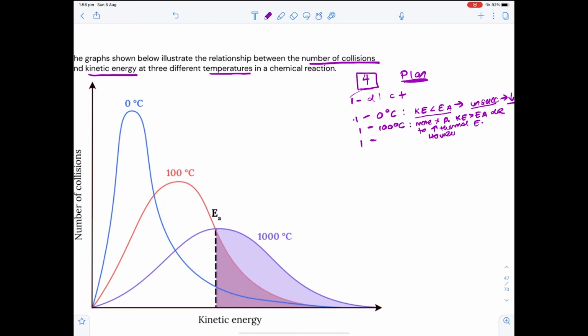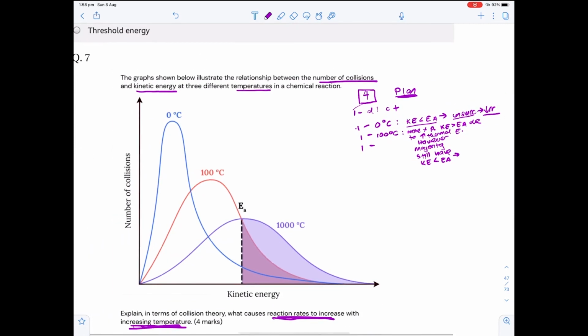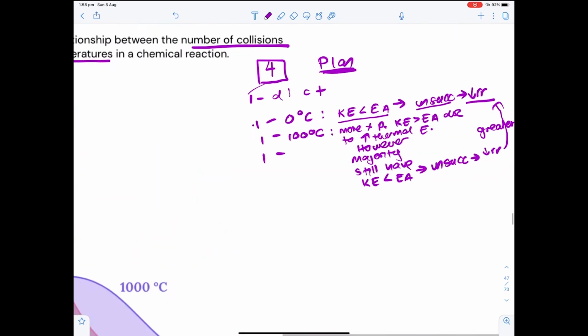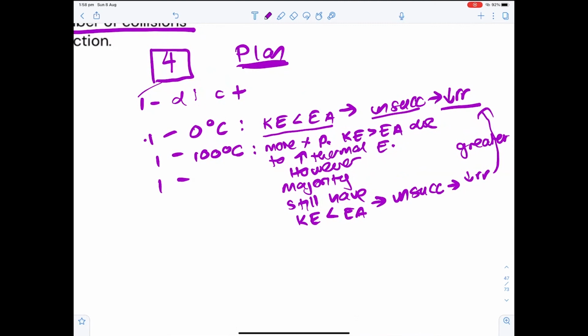However, majority still have kinetic energy that's less than activation energy. And thus, we still majority have unsuccessful collisions. And so reaction rate is still low, but it is greater than that. Does that make sense? I'm going to zoom in here so you understand what I'm saying. You want to compare the curves, everyone. Otherwise, you're not explaining how increasing temperature increases reaction rate. Do you understand that? Good.